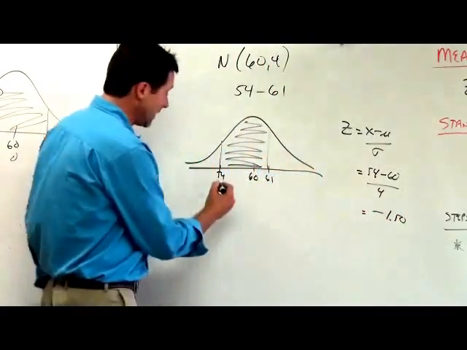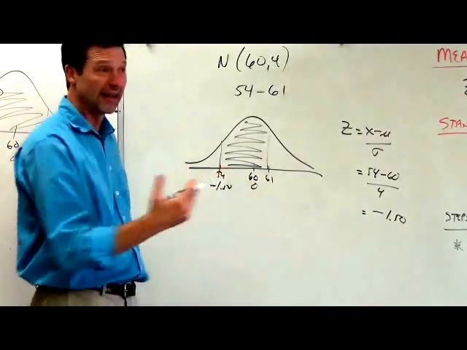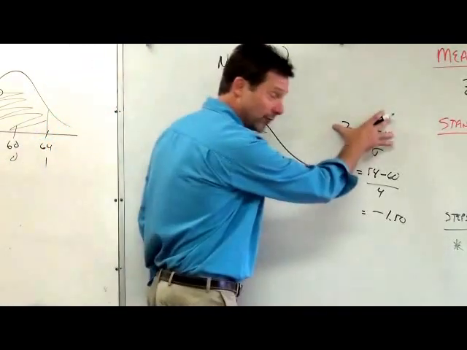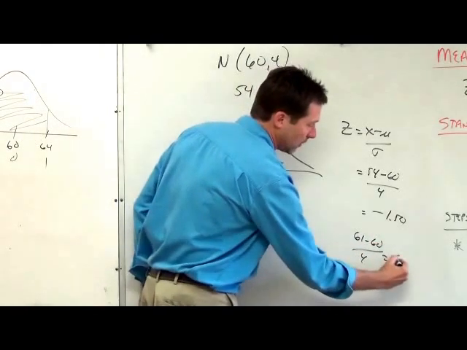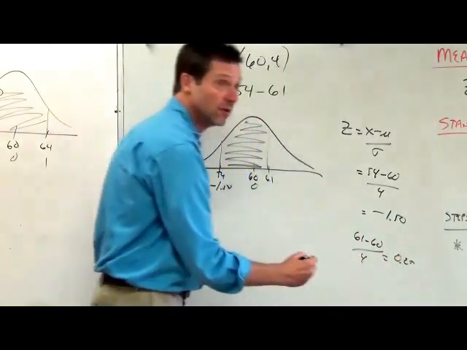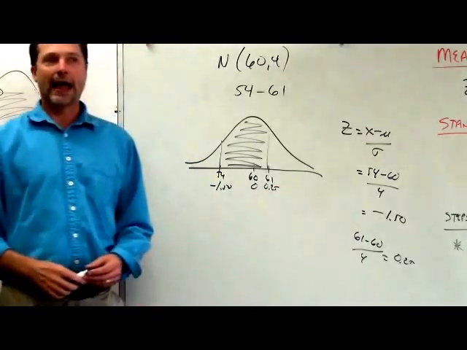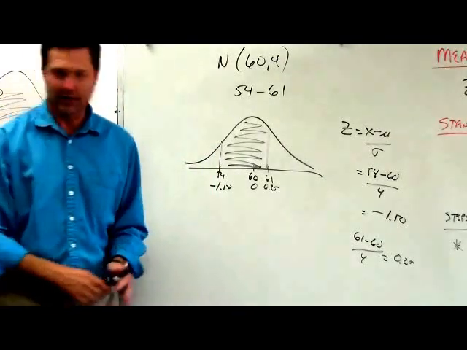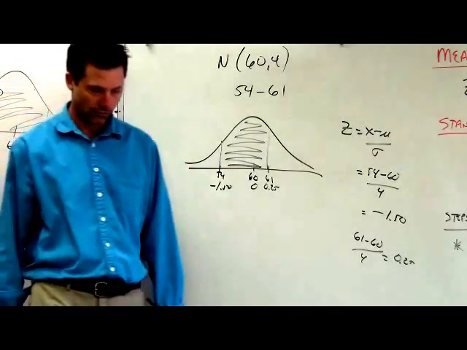Okay, so right down here, I'll put zero at the mean. This is negative 1.50, or negative 1.5 standard deviations from the mean. Now, you don't have to write the formula again, but plug in the numbers, 61 minus 60 over 4, I think you already said that, 0.25. So we got 0.25. Now we have a problem. How in the world are you going to use those charts to calculate that percentage of scores?